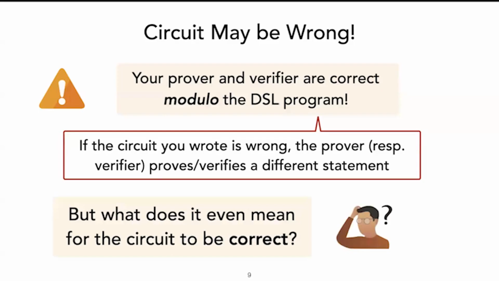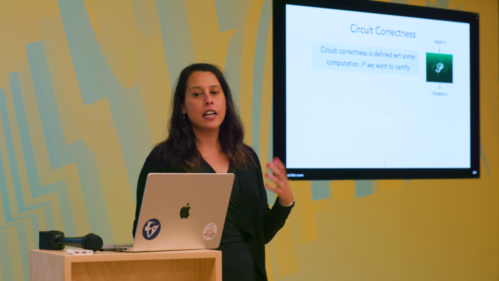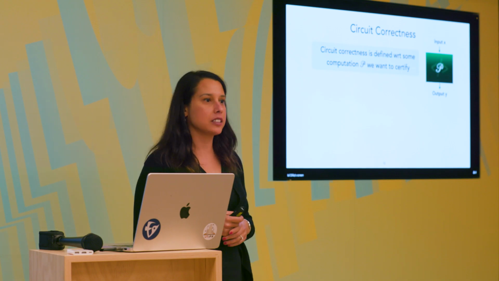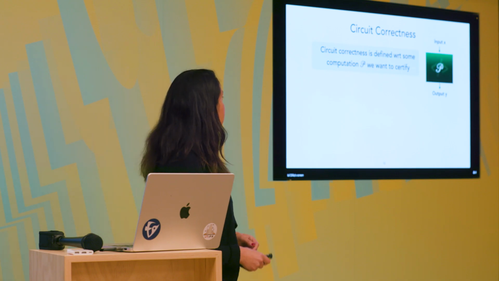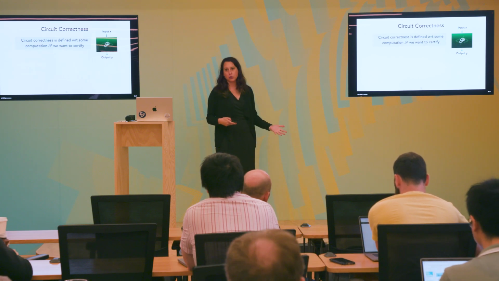Okay, I said you need to implement your circuit correctly, but what does it even mean for your circuit to be correct? I'm a formal methods person, and in formal methods, whenever we talk about correctness, it's always defined with respect to some specification, right? So ZK circuits are no different. When we want to reason about the correctness of a circuit, it's also defined with respect to some specification. And in this context, you can think of the specification as the computation we want to certify.